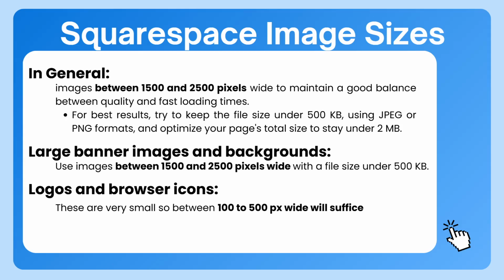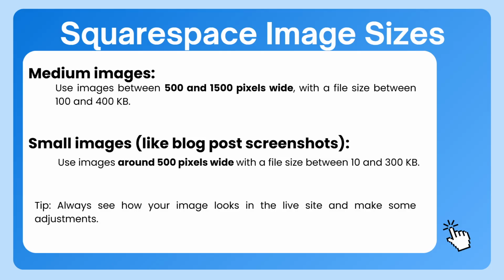And then some other general guidelines. So if you are using large banner images and background images, your images should be between 1500 to 2500 pixels wide. And then next for logos and icons, so these are small images, a size of 100 to 500 pixels will suffice. Next, for medium images, it should be around 500 to 1500 pixels wide. And then for small images, you can just use around 500 pixels wide.